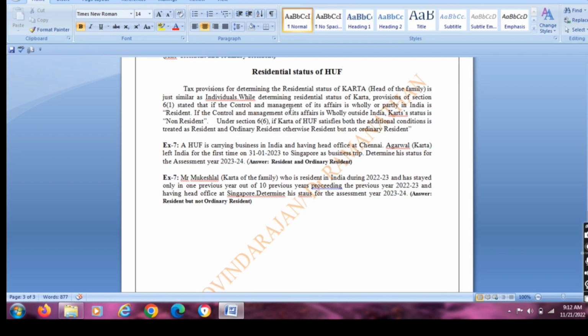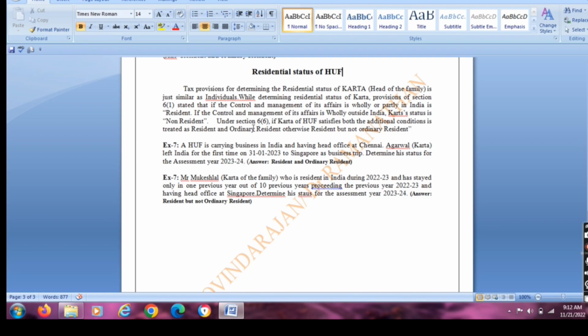If the Karta's status is resident, we can go for the additional condition. Under section 6, subsection 6, if Karta of HUF satisfies both the additional conditions, he is treated as resident and ordinary resident, otherwise resident but not ordinary resident.